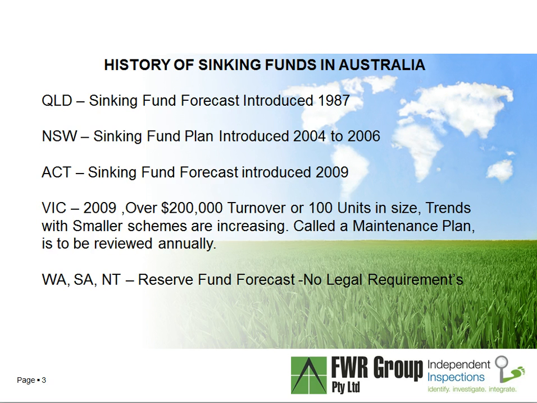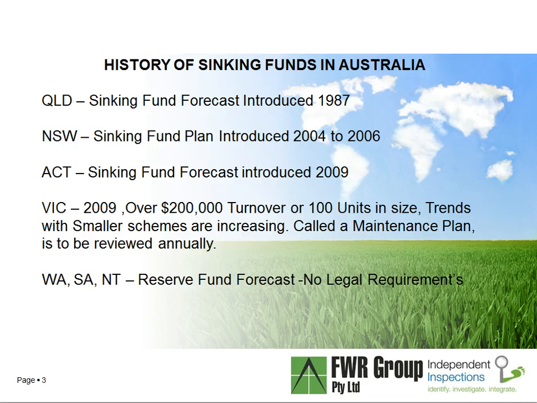Then it went into New South Wales in 2004 to 2006. Now this was introduced over a 3-year period because there were like 777,000 unit complexes in New South Wales. They thought this is going to be a bit difficult for us to implement all in one hit, so they had that on a 3-stage approach. In the ACT, the sinking fund forecast was introduced in 2009, so that was a little bit later from the legislation from there.